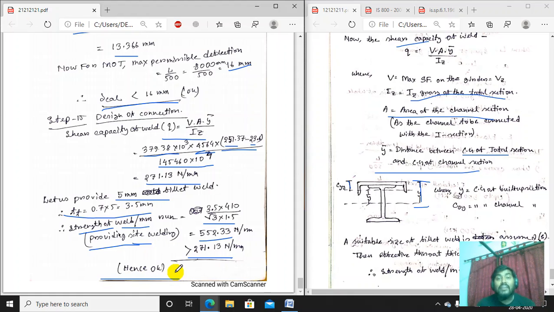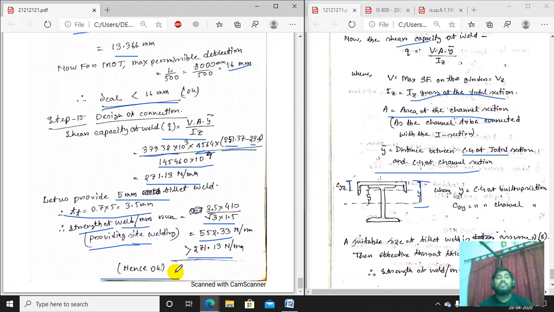So all the criteria are getting fulfilled. That means the design is safe and sound. We have completed the design of the welded gantry girder. All the criteria are satisfied, all the checks are done. This is the math that you have to do in your exam if it comes. So please be ready to do that math.